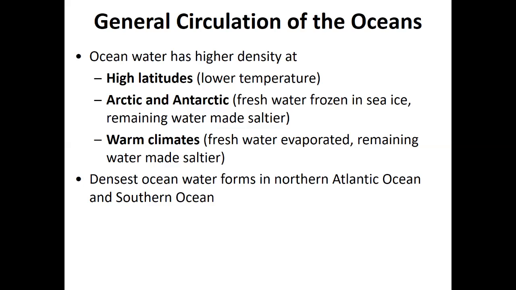So the densest ocean water forms in the Atlantic Ocean and the Southern Ocean near the poles, or at least around Antarctica and the Southern Pole, and it sinks to the bottom. And this thermohaline circulation, as I said, is very important because whenever that water sinks at high latitude, it's taking heat down with it. And that's helping bury some of the heat in our atmosphere.